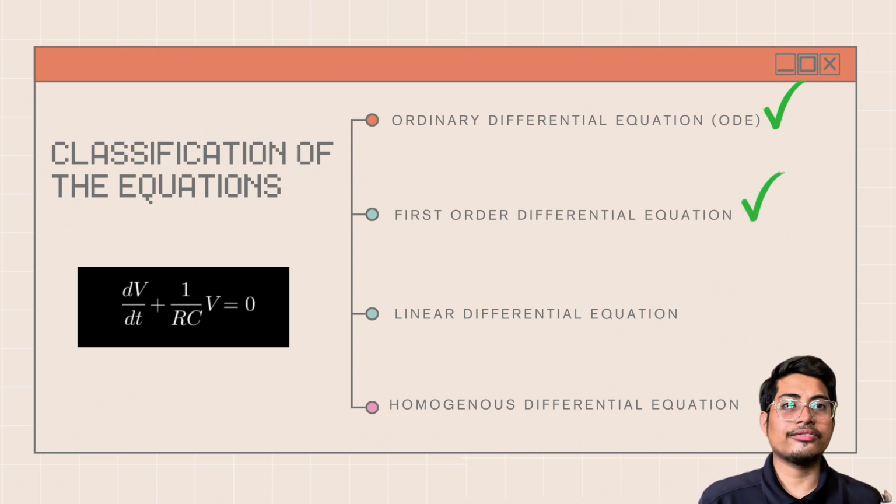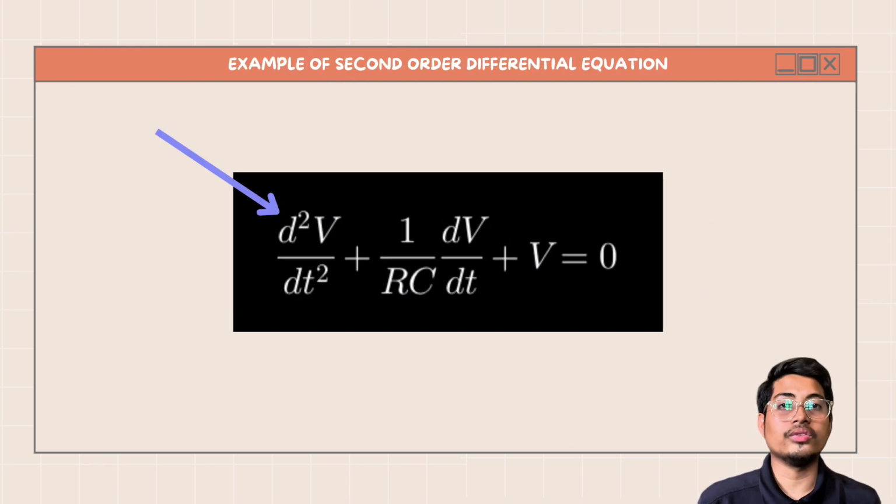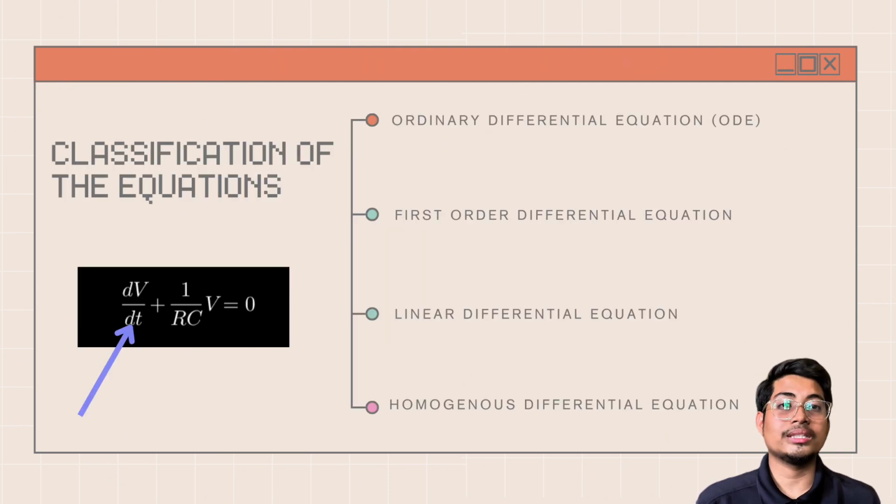Secondly, this is a first-order differential equation because the highest derivative present is dv over dt, which is a first derivative. If the equation contained a second derivative, such as d squared v over dt squared, then it would be classified as a second-order differential equation. However, since our equation only contains the first derivative, it falls under the first-order category.